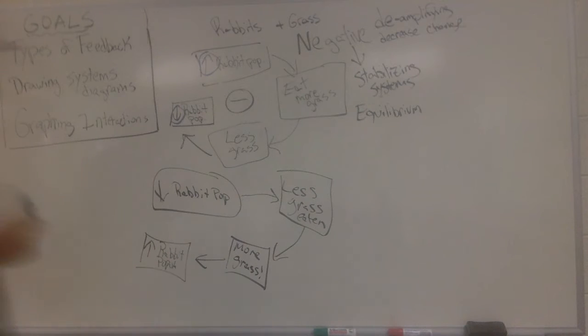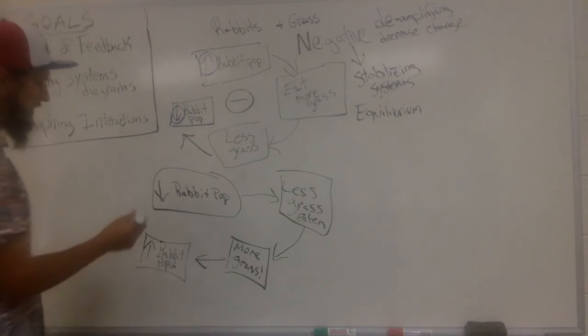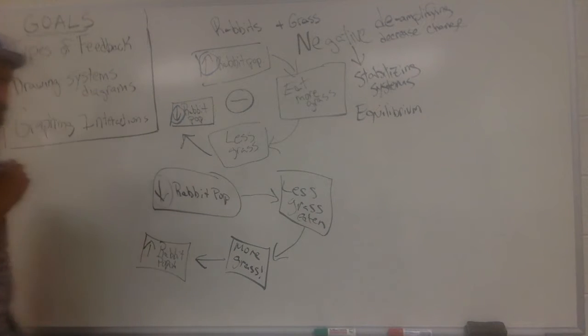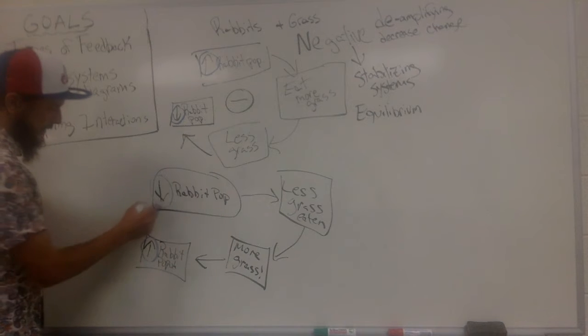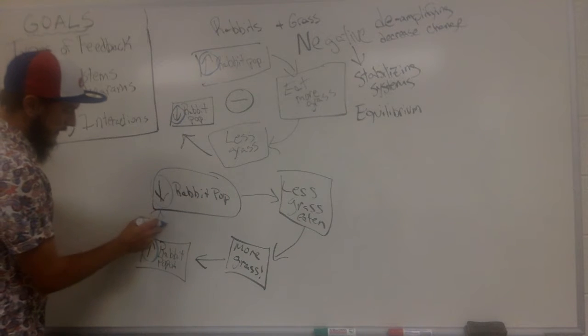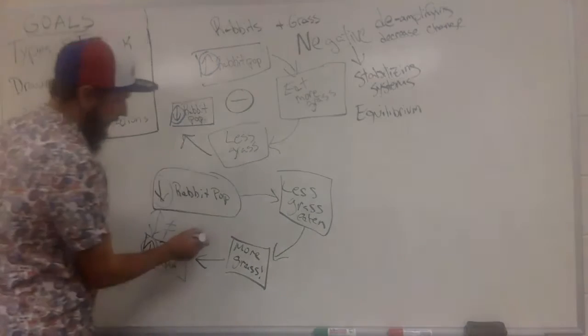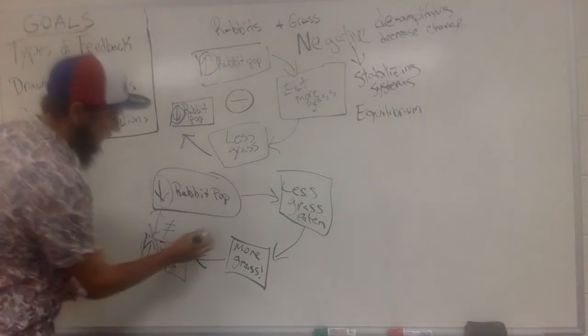Rabbit population. So again, right, looking at our initial change, we started with a decrease in rabbits, and then we ended with an increase in rabbits. So these are not the same, right? Not equal. So this would be, again, your negative feedback loop.